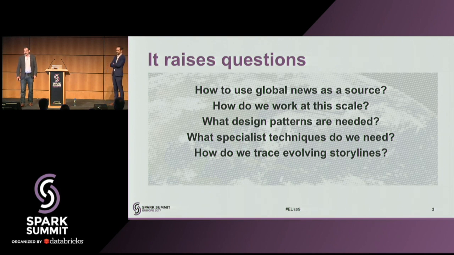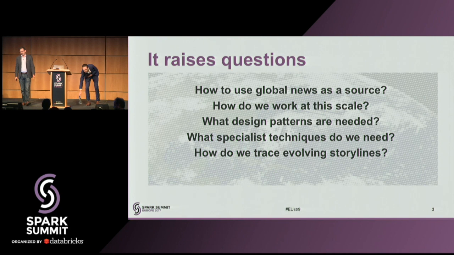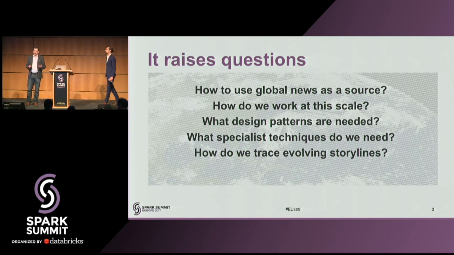Questions like, how do we use global news as a source of data for Spark streaming? How do we work at this scale? How do we design patterns architecturally that are deployable and that we can support in production? And then we also had challenges like, what kind of specialist techniques do we have to create to support this use case? And then for global news stories, how do we trace how they evolve over time? And how do we understand how they drift?